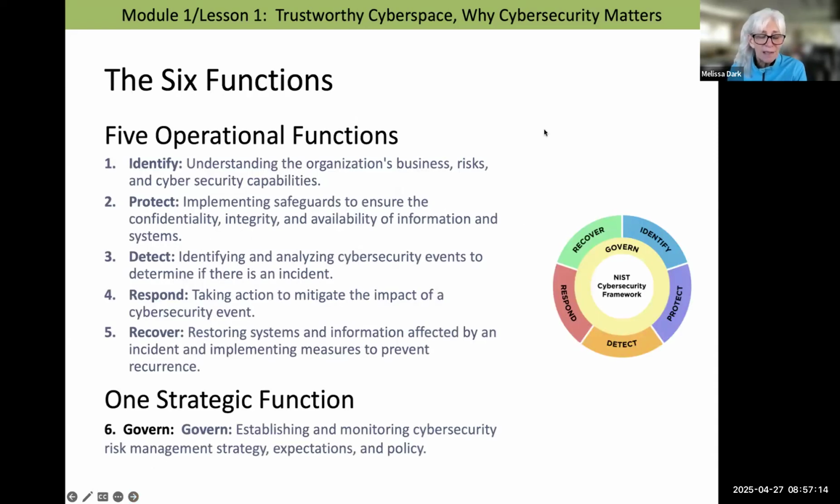So the framework has 5 operational functions and it has 1 strategic function. You can see the operational functions around the outer rim. Identify means that you understand the organization's business, its assets, its risks, as well as your cybersecurity capabilities. Protect means that the organization implements safeguards to ensure the confidentiality, integrity, and availability of information and systems.